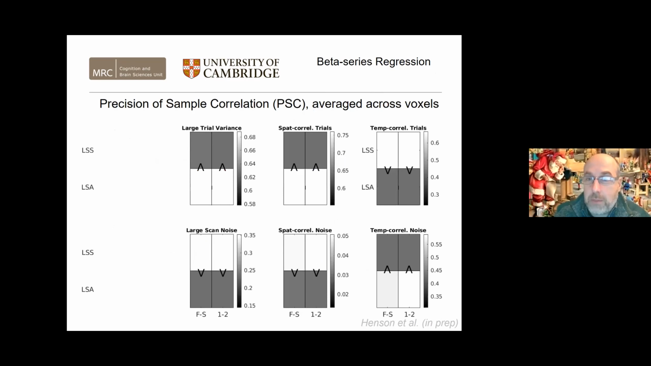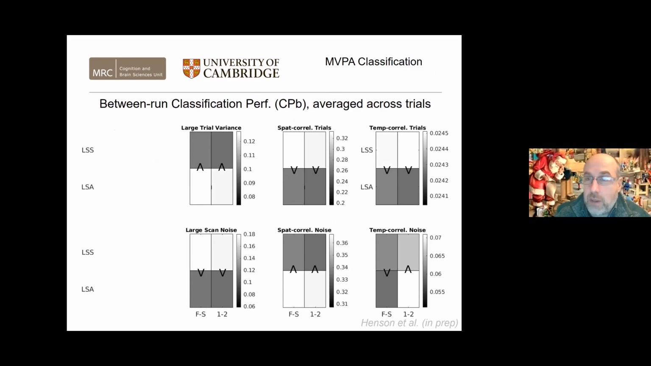But if I just flip forward and backwards between what I've shown you, the first thing you can see is, as I flip backwards and forwards, the relative efficiency of these two estimators changes. So the first thing it depends on is the question you're asking, whether you're interested in beta series regression or MVPA. Second thing it affects is whether the trial variance is higher than the scan variance, and also whether that trial variance is spatially or temporally correlated. And finally, the particular contrast, the ordering of your conditions, also has an impact.